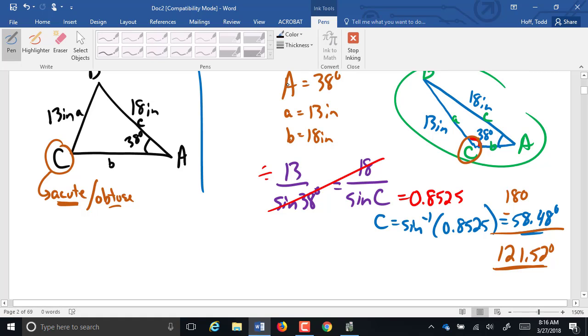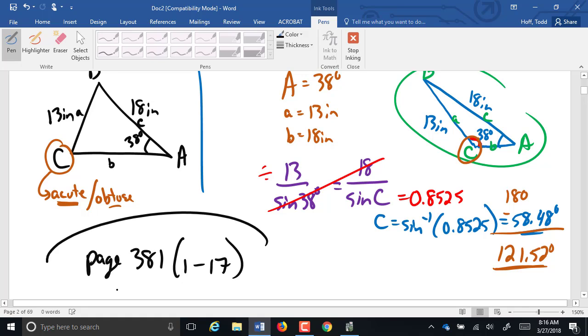We will talk more about that case tomorrow. For now, I'm going to give you a new packet. And in this new packet, page 381, 1 through 17, is finding missing sides of triangles using law of sines.